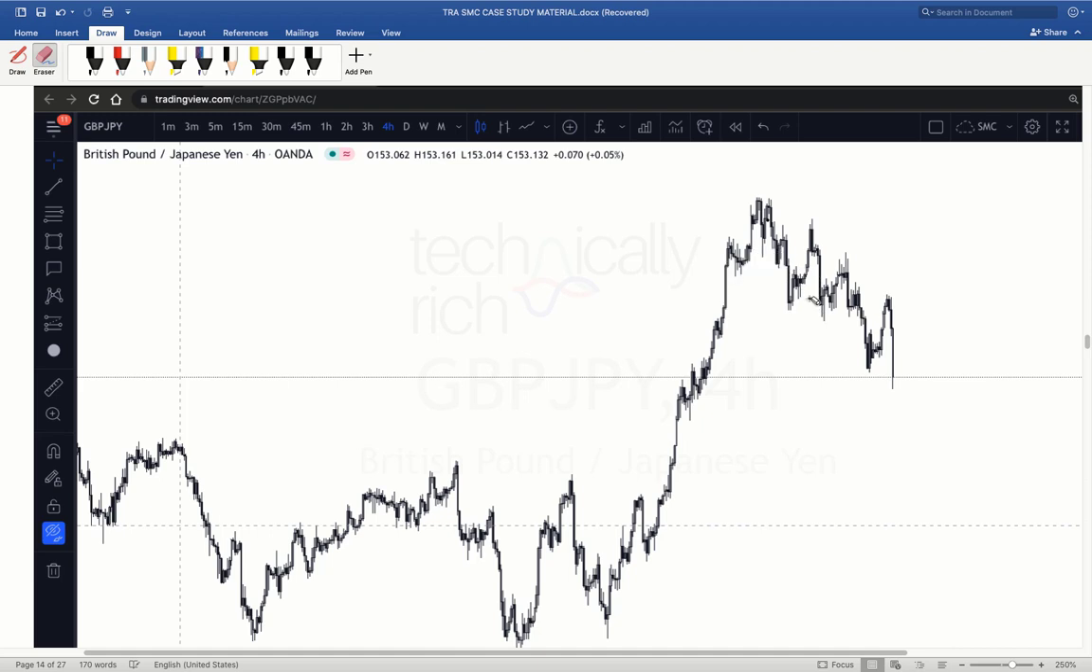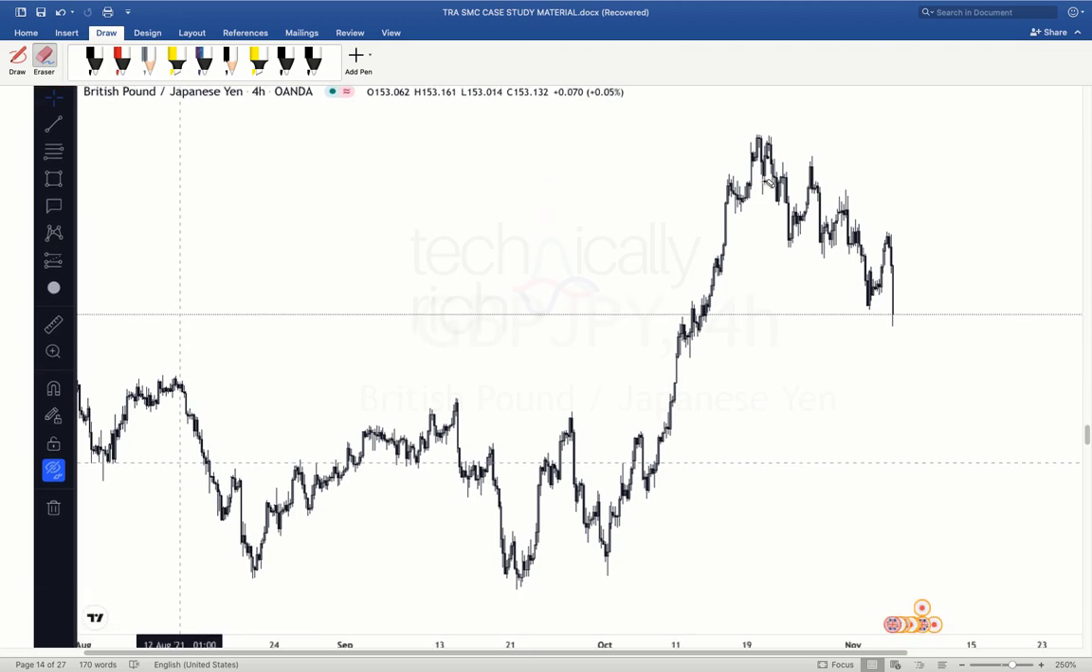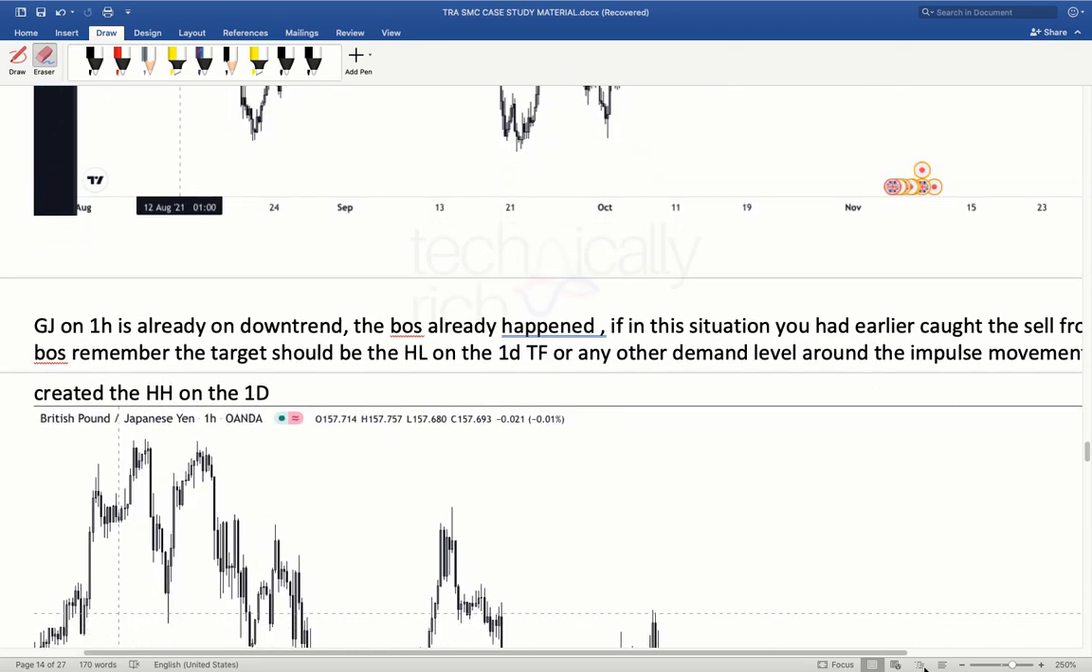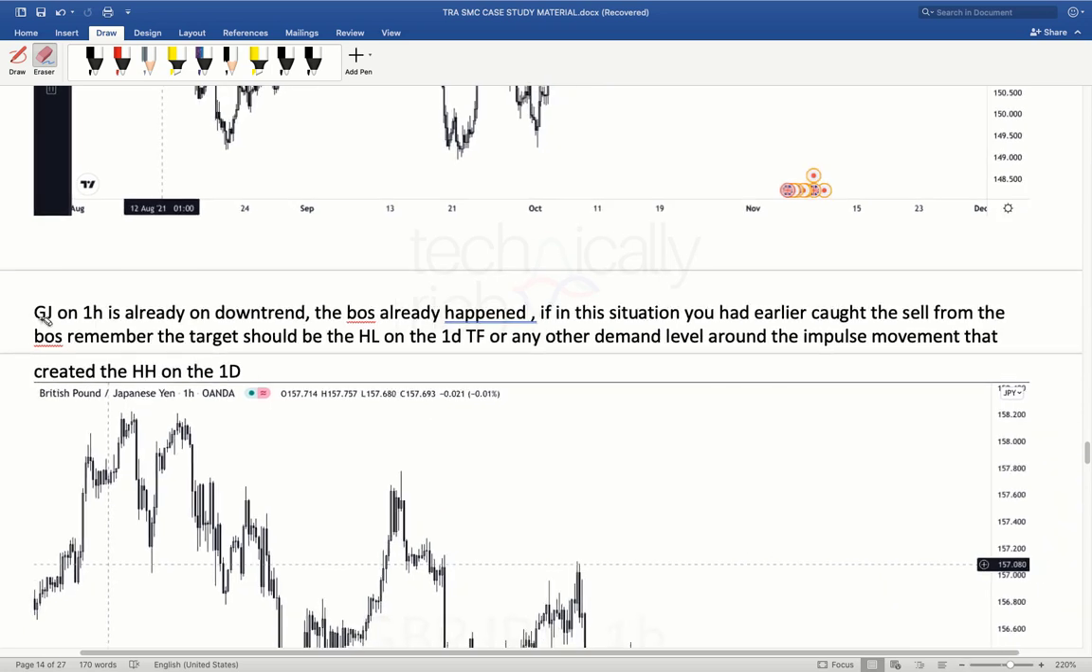Remember, what you're seeing here on the 4 hours time frame is just a pullback on the daily time frame and the weekly time frame. But this is already a downtrending market on the 4 hours time frame. So okay, GJ, let's see what we have here. GJ on 1 hour is already on downtrend.